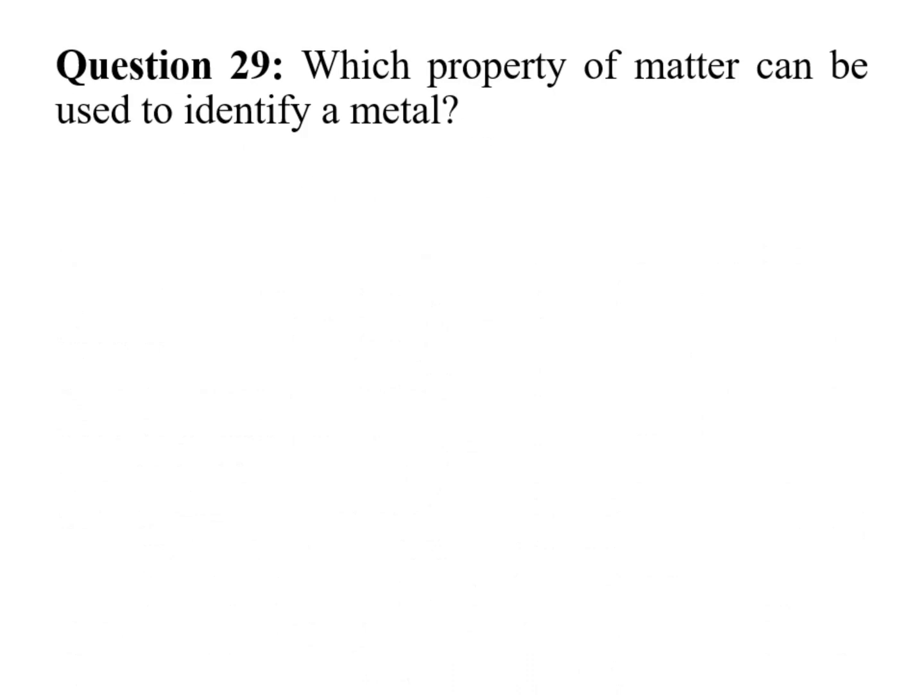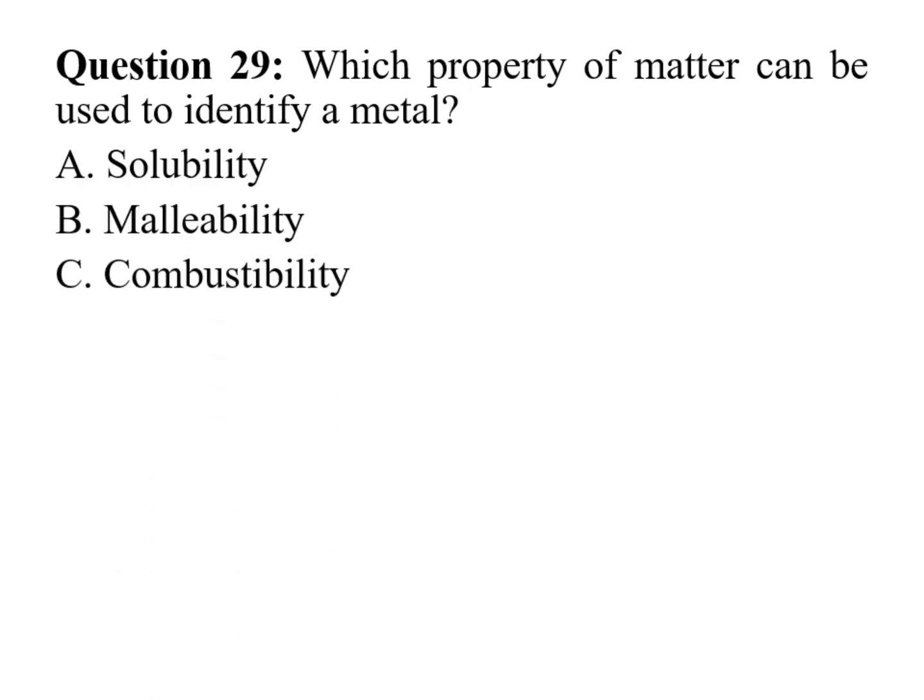Question number 29. Which property of matter can be used to identify a metal? A. Solubility. B. Malleability. C. Combustibility. D. Toxicity.